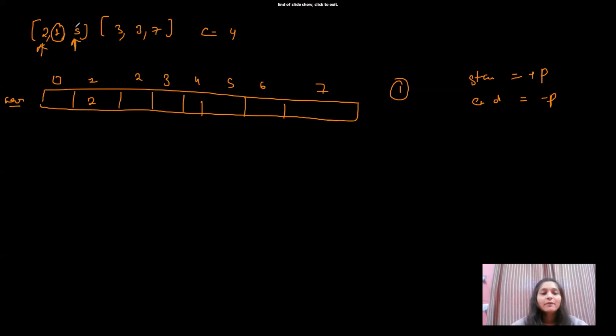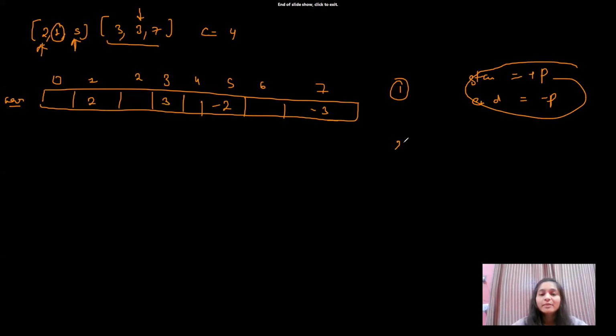Now, we are at 5 now. The 5 is at the end. So we'll be storing minus p, that is minus 2 at 5. Then we move to the second trip, and the second trip is having 3 passengers and the start is 3. So at 3, we'll be storing 3 and at 7, we'll be storing minus 3. Now we did this part.